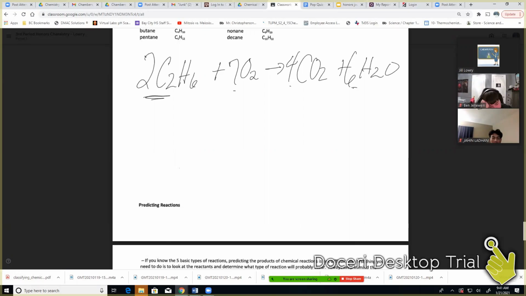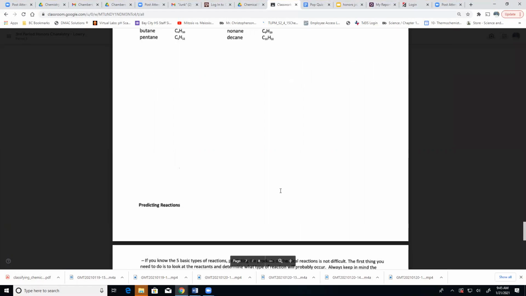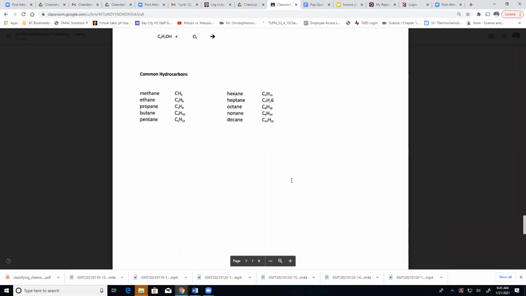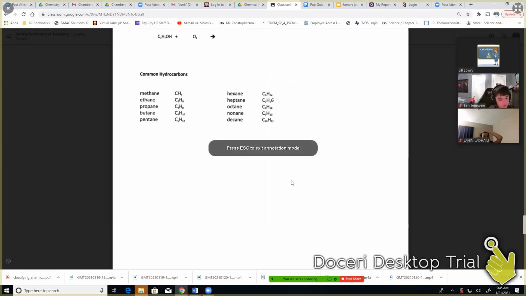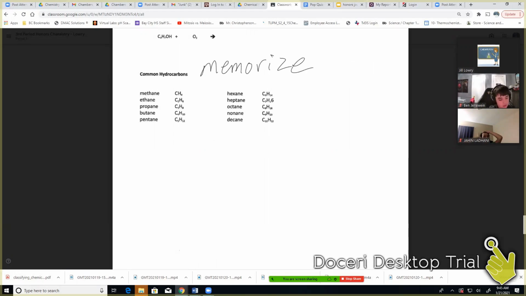All right, so for your practice, one more thing. These are common hydrocarbons, and you do need to memorize those. This is not on your quiz tomorrow, just like single replacement is not on it. But when you have your quiz on Monday, it will not be open notes. And for some of them, just like you'll see on your practice, you'll just be given the name, not the formula. So those are the ones that you need to memorize for that.